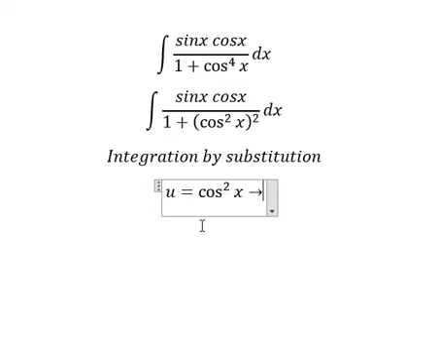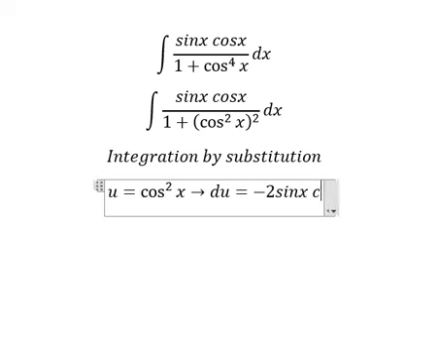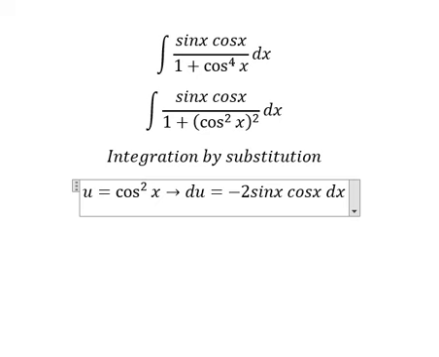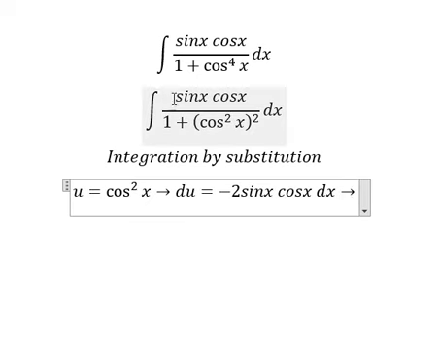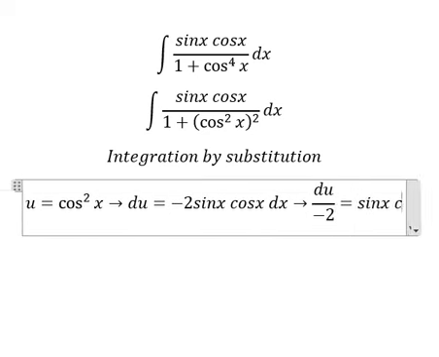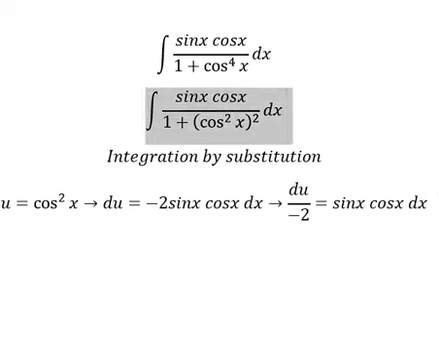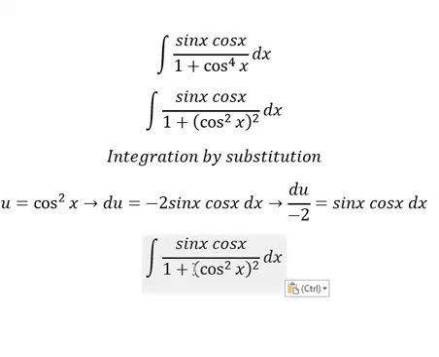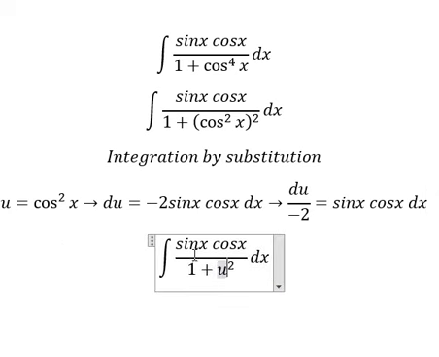Later that we need to do first the derivative for both sides, and we have negative number 2 sin x cosine x dx. Next, because we don't have negative number 2, we need to divide both sides by negative number 2. So this one we change for u. Sin x cosine x dx we change for this one.